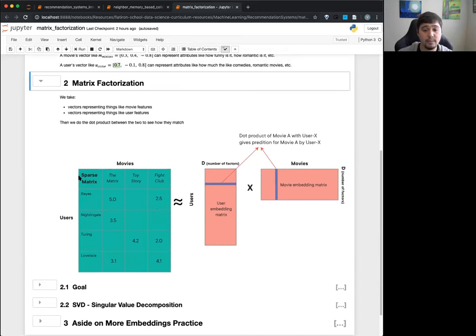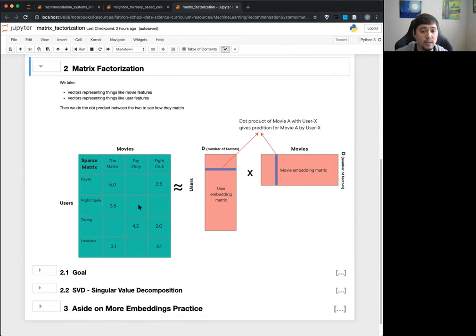If you imagine we have this matrix right here, note that we call it sparse, meaning that there are some spots that are not in there. It's like missing ratings. For example, if Thomas Bayes didn't see Toy Story, he wouldn't have a rating for that. Florence Nightingale, Alan Turing, Ada Lovelace and so on, they don't have these ratings.